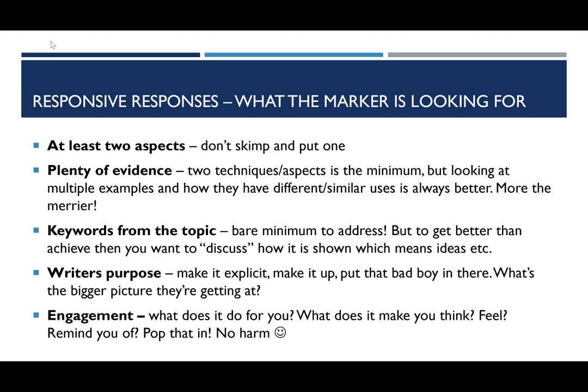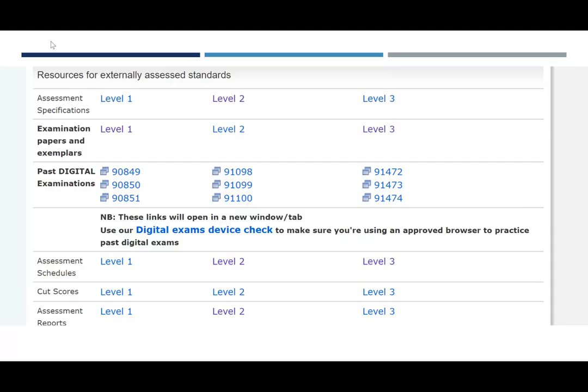Use keywords from the topic to make sure that you're addressing it, and reference them in your discussion. Writer's purpose, make it explicit and make it up. Doesn't matter, just put it in there, give it a stab in the dark and have a guess at what you think the purpose is going to be. Doesn't matter if it's cliched, put it in there. And think, what does it remind you of? What does the text do for you? Showing that personal engagement is something that the markers are definitely going to be looking for.